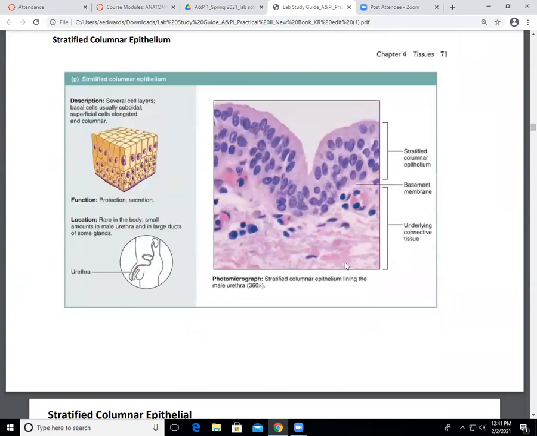Now you can also have columnar epithelium with multiple layers, in which case it's stratified columnar epithelium. All right, again, you got multiple layers, but the layer at the apical surface is columnar. And it doesn't matter what these are. Okay. So that is stratified columnar. These are rare. The male urethra. You can see these, some glands. But again, your basement membrane, connective tissue underneath.